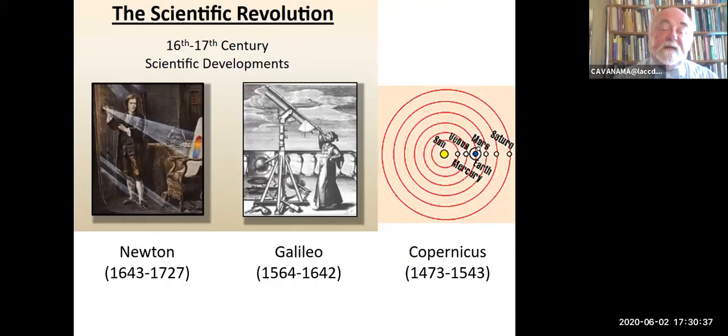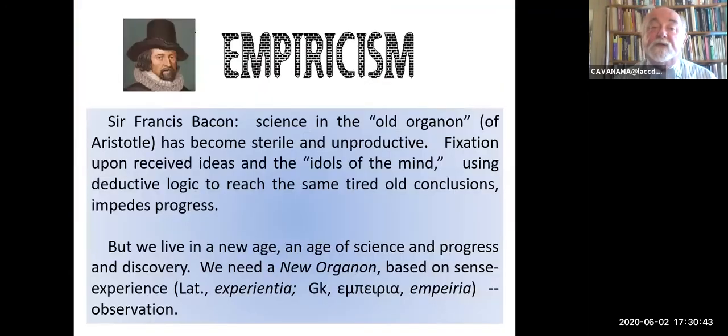The 16th and 17th centuries were an era of a big scientific revolution: Newton, Galileo, Copernicus, those guys. And Bacon looks at these developments and says the old organon given to us by Aristotle has become sterile and unproductive. We've become fixated upon what Bacon calls the idols of the mind, the same tired old stuff. And we need a new organon based on experience, meaning, of course, sense experience. The Latin experientia corresponds to the Greek empiria. That's where we get our word empiricism, in other words, observation.